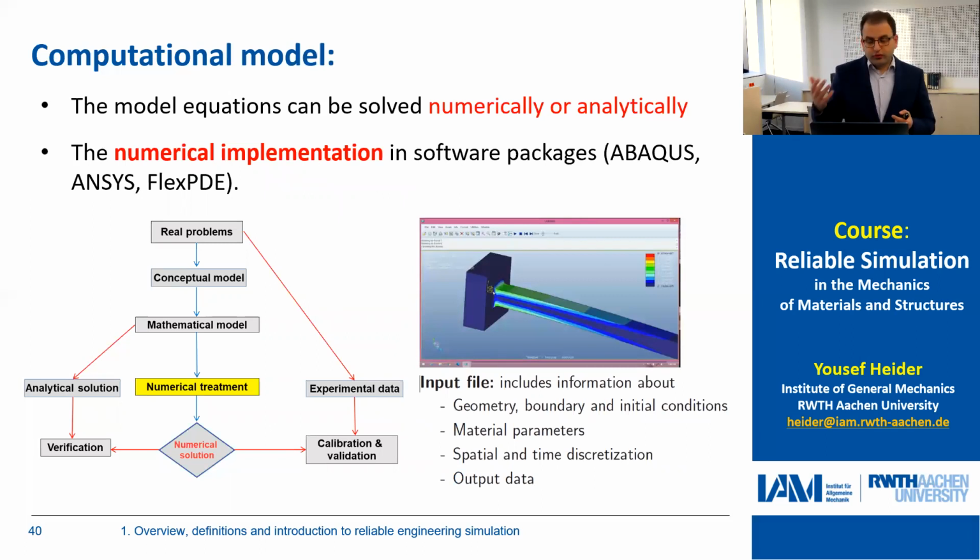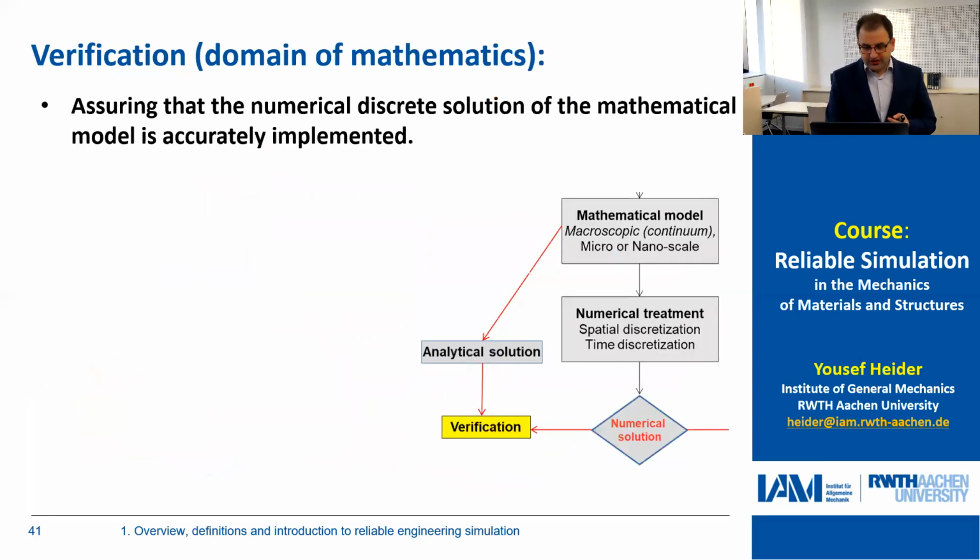And if you apply your model in a finite element code, for instance, here in Abaqus, you have to give as input the geometry and the material parameters. You have also to deal with the spatial and time discretization. So these are all topics which we will address in this course. And then you'll have the output data, which you have to post-process to see your data, and then you compare it to the experiment.